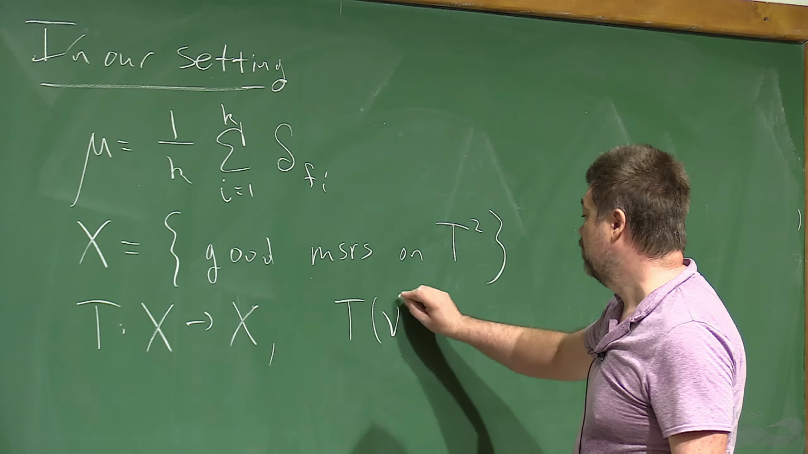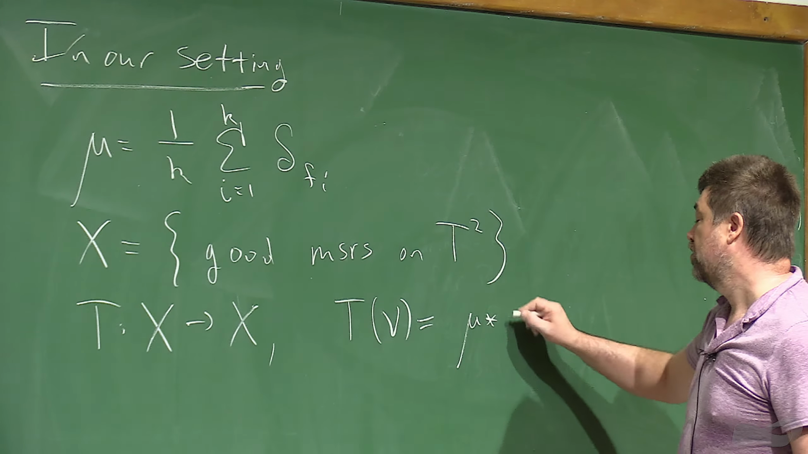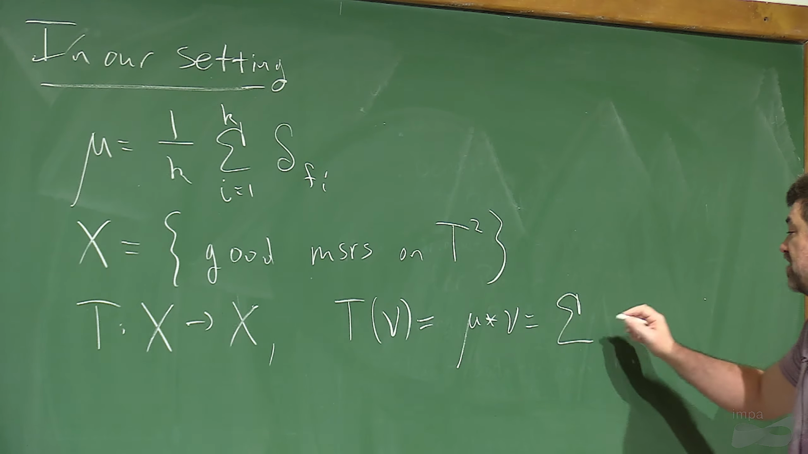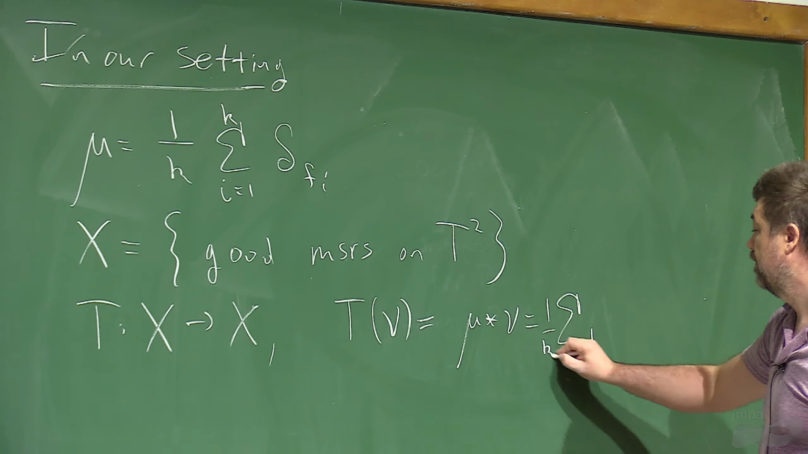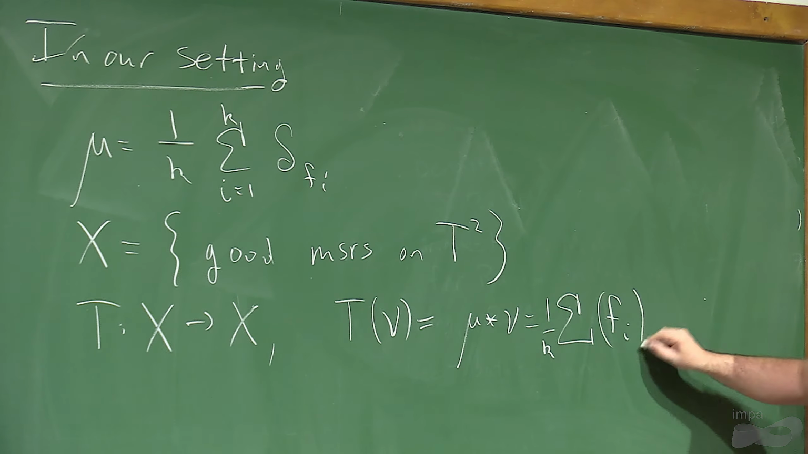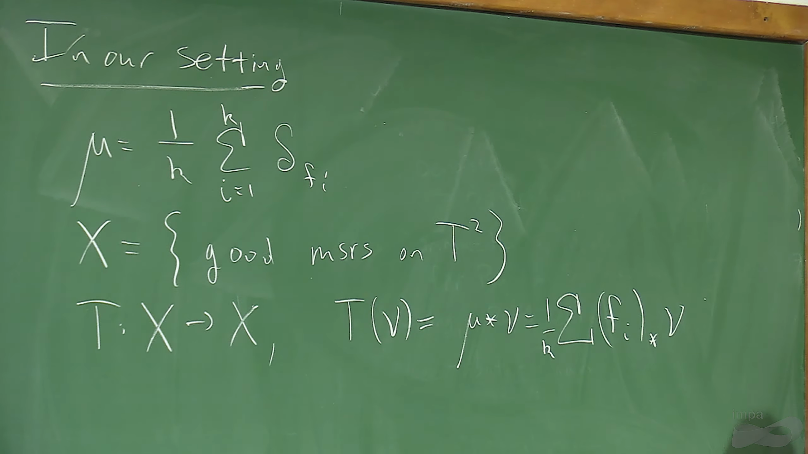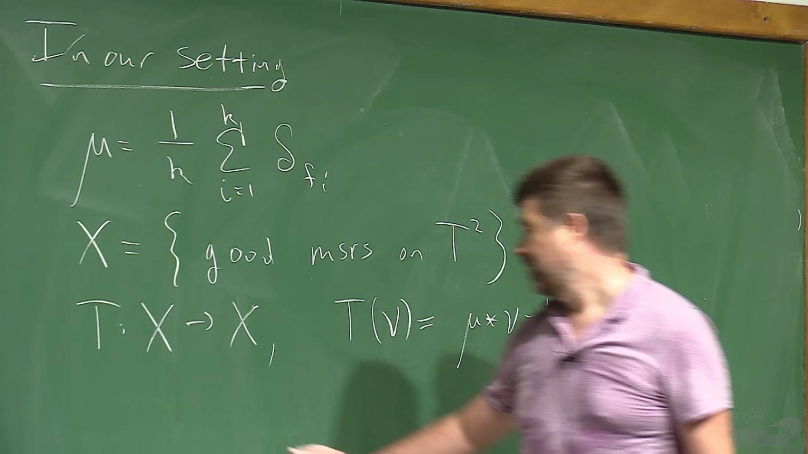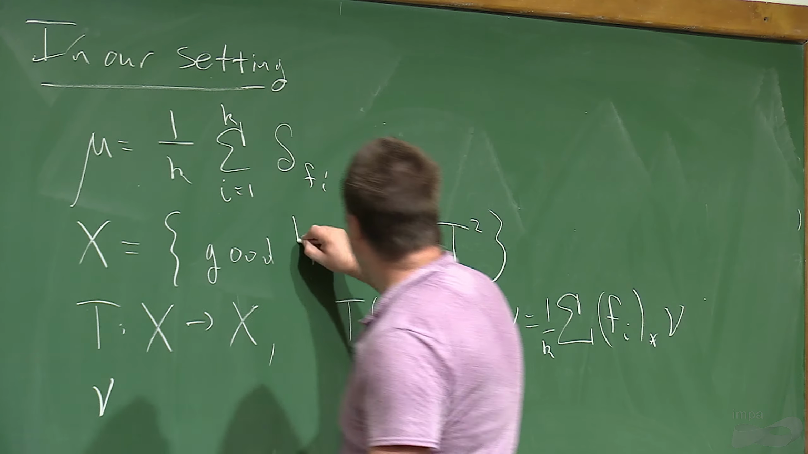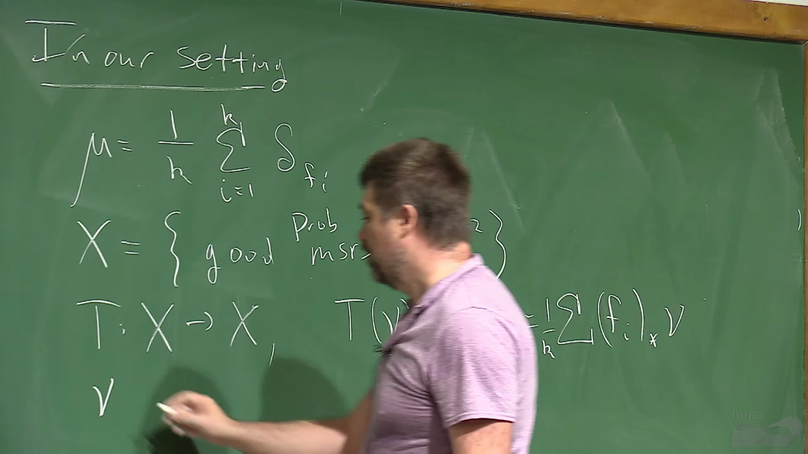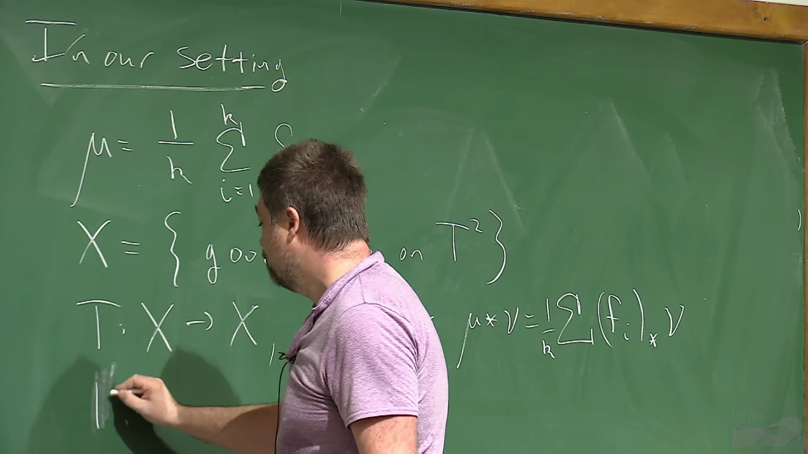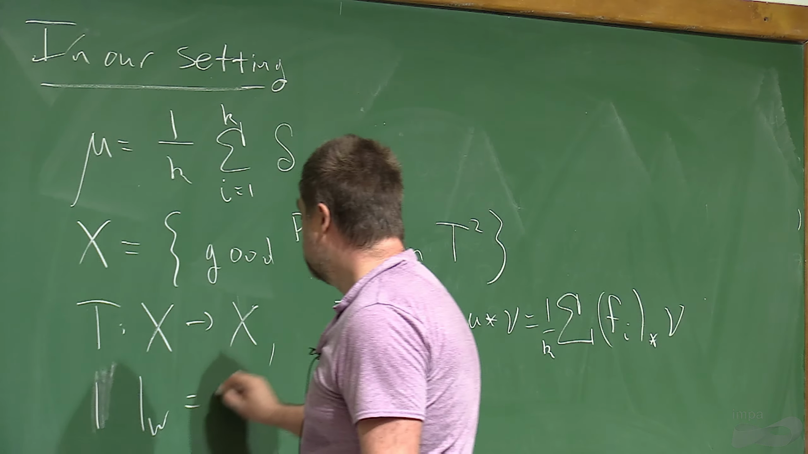So T of nu is mu convolved with nu, which is the sum, 1 over k, push it forward by each of the generators. So this acts on probability measures. It takes probability measures to itself. Notice that if nu, these are good probability measures. So what is my weak norm going to be? It's going to be total variation.